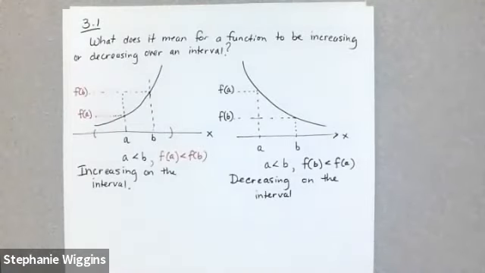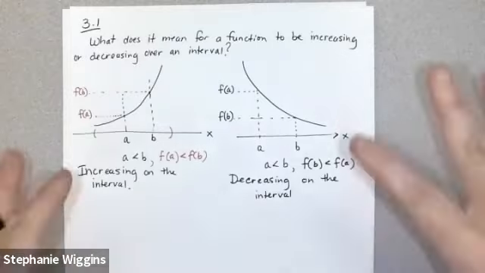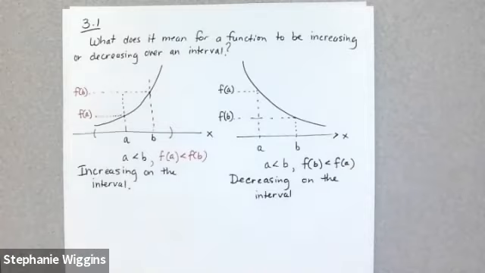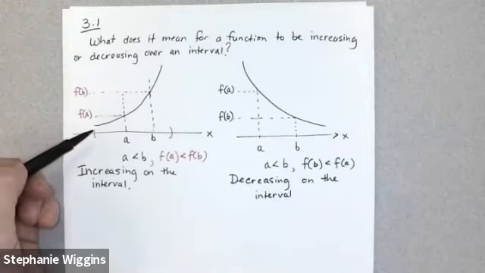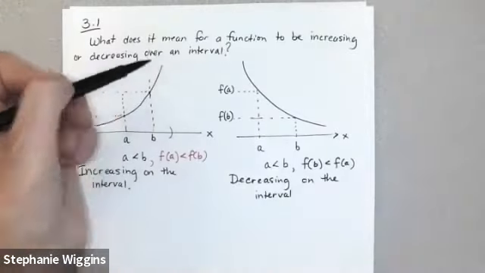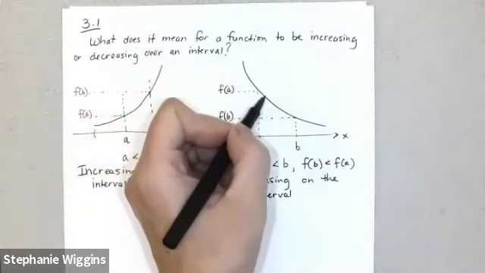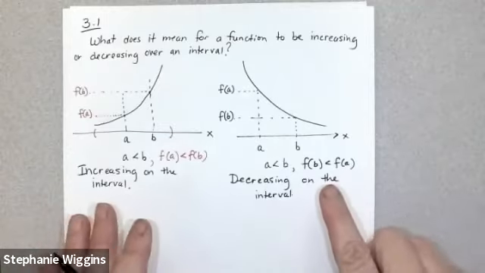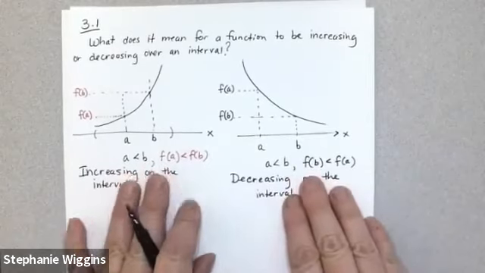So why I'm going through this discussion about A and B is because, and you don't have to know all these details, what you need to know is that it's important to read from left to right when you're looking at a function. And if it goes up as you go from left to right, it's increasing. And if it goes down as you go from left to right, it's decreasing. That's all you need to know, okay? But I am showing you mathematically what the difference is here.